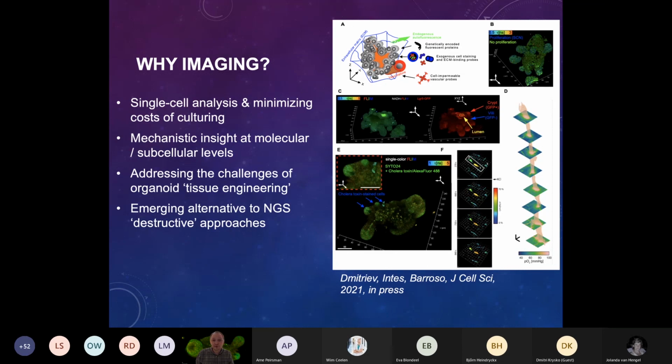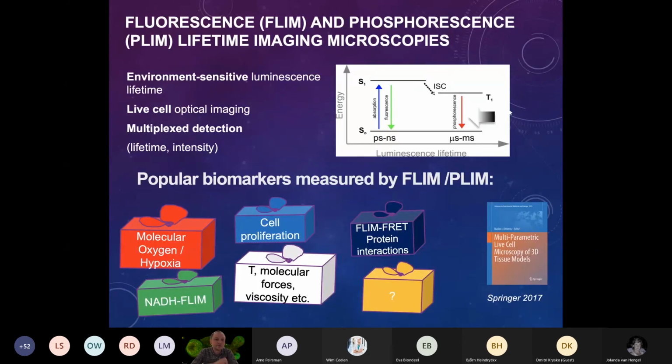And you also can address challenges of organoid tissue engineering by using imaging. And we believe that this is a very nice emerging alternative to what we think are destructive methods such as next generation sequencing and other ones, or at least it's complementing them. And the tool that we are going to use is fluorescence FLIM and phosphorescence FLIM, lifetime imaging microscopies. This is a very elegant physical methodology which enables you to measure the state when you excite any fluorescent dye.